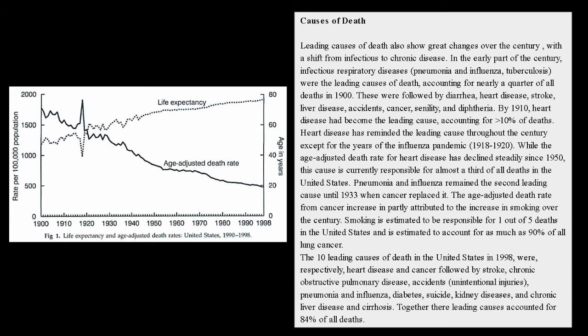Heart disease has remained the leading cause throughout the century, except for the years of the influenza pandemic, 1918 to 1920. While the age-adjusted death rate for heart disease has declined steadily since 1950, this cause is currently responsible for almost a third of all deaths in the United States. Pneumonia and influenza remained the second leading cause until 1933, when cancer replaced it. The age-adjusted death rate from cancer increased, partly attributed to the increase in smoking over the century. Smoking is estimated to be responsible for 1 out of 5 deaths in the United States, and is estimated to account for as much as 90% of all lung cancer.